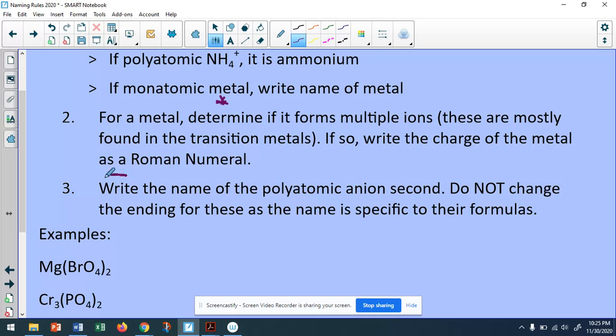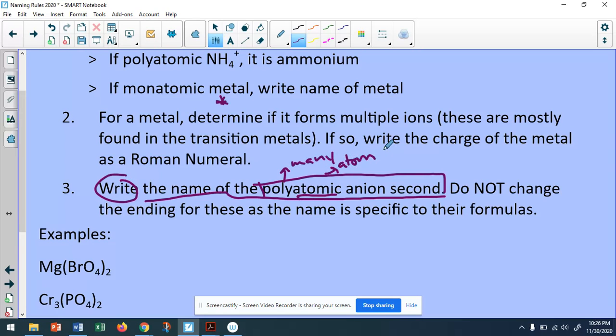Lastly, we're going to write the name of the polyatomic ion, which is an anion, second. So these types of ions, these poly, meaning many, atomic, meaning atoms, it's an ion that exists as a group of atoms, so it carries a charge altogether. They have special names based on their formulas. So we can't change the ending, or that would change what it means, what it is.